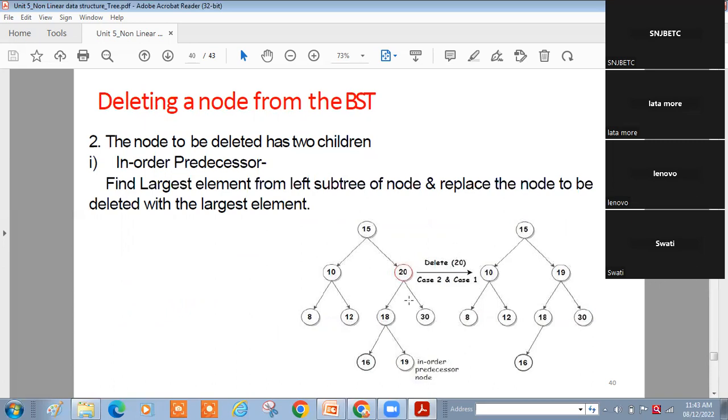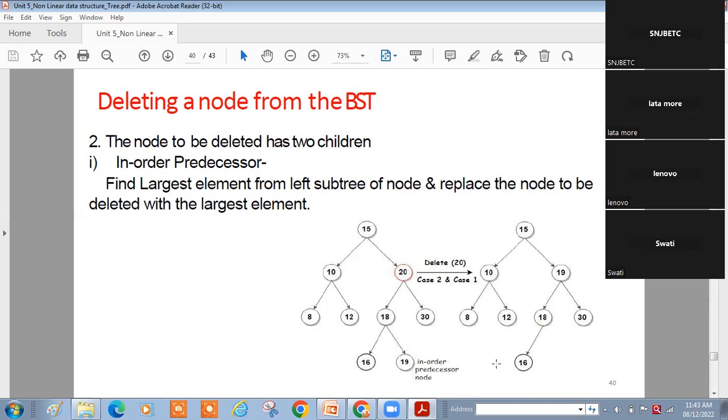So we have to observe this subtree. I have to delete 20. If I have to follow the predecessor, I have to find the largest element from the left subtree. So this is your left subtree, and from this left subtree you have to observe the highest element.